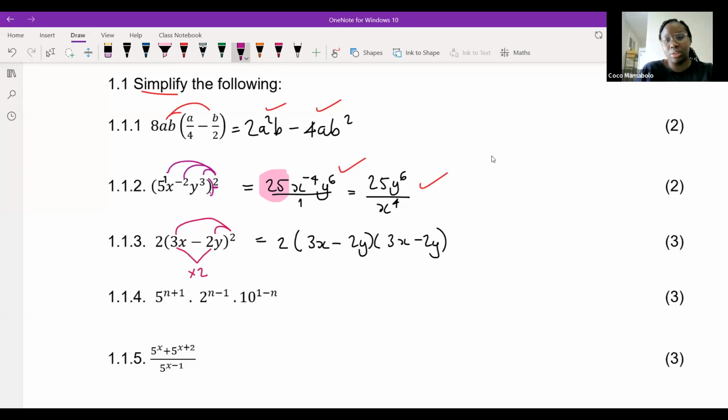1.1.3. Ma'am, isn't 3 to the power of 2 9? Yes, it is. But we are not there yet, my sweetie. We're not there yet, Isabel. Watch what I do.